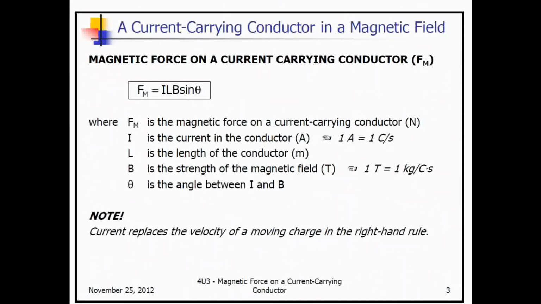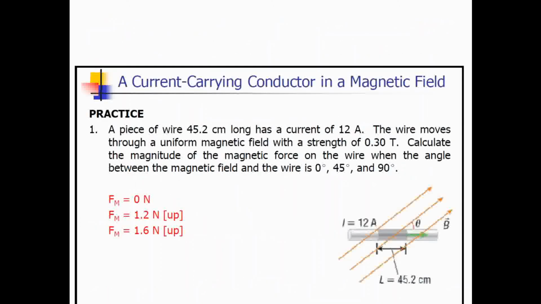So I'd like to copy this down. The magnitude of the current times the length of the conductor times the strength of the magnetic field times the sine of the angle between I and B. That gives us our magnetic force. So it's not too difficult of an equation.